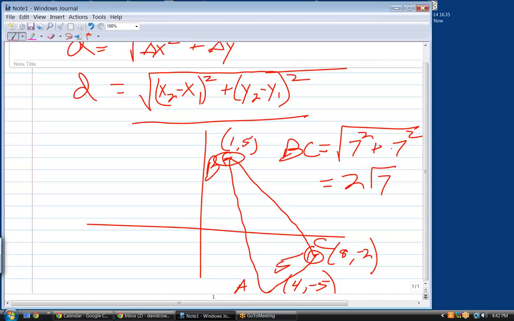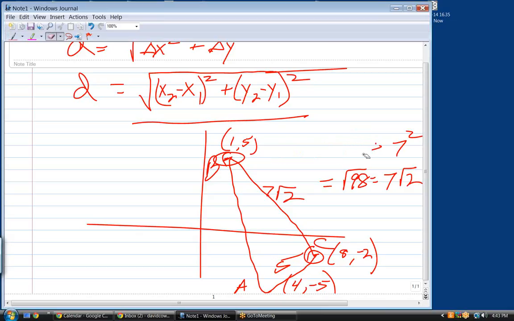Okay, in other words, that's the square root of 98, which is the square root of 49 times the square root of 2. Whoops, hold on. Square root of 98, which is 7 root 2. I had it backwards. Okay, and finally, what's the distance from A to B? So this is 7 root 2. What is A to B?